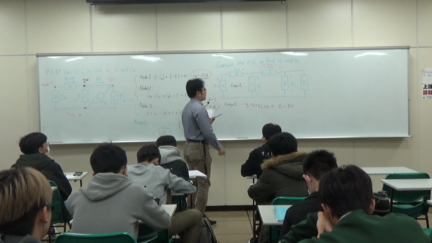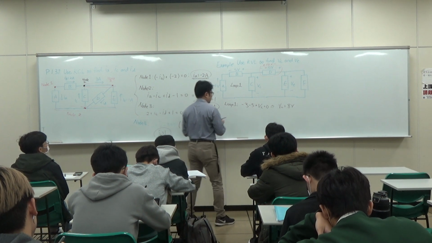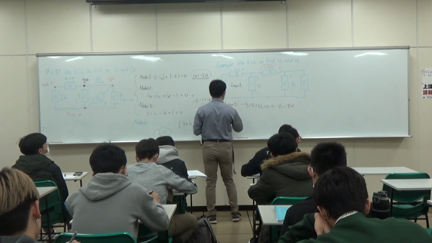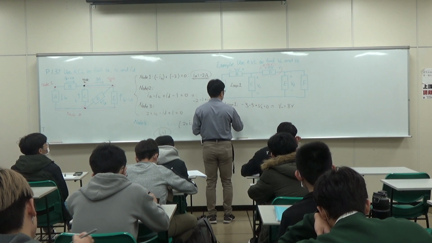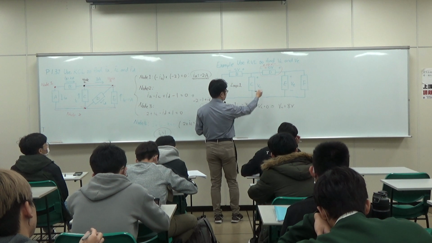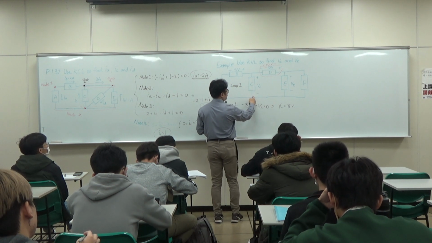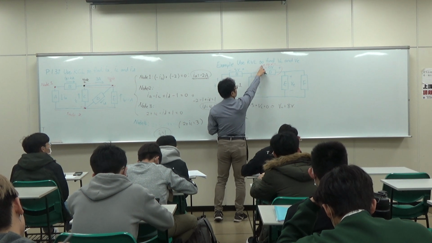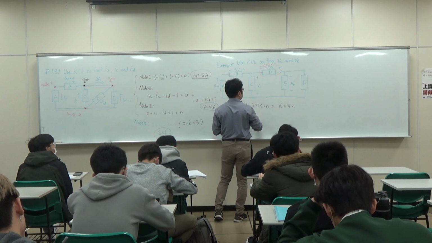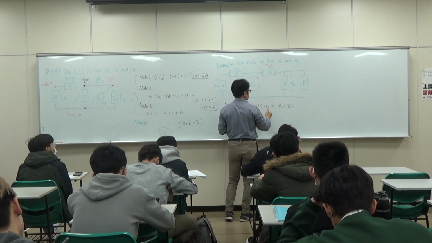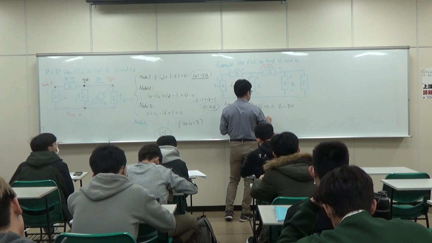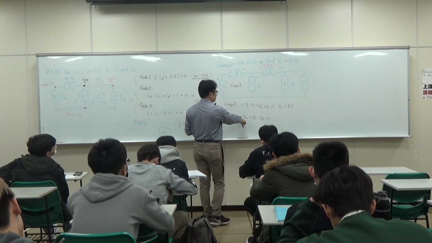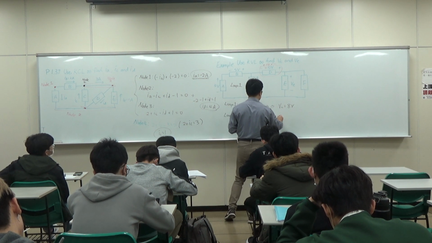Okay? And same thing. We apply KVL for loop 2. So same thing, start from the bottom left, minus VC, plus 10V, plus 10 minus VE is 0. So VC is 8, so VE is 2.